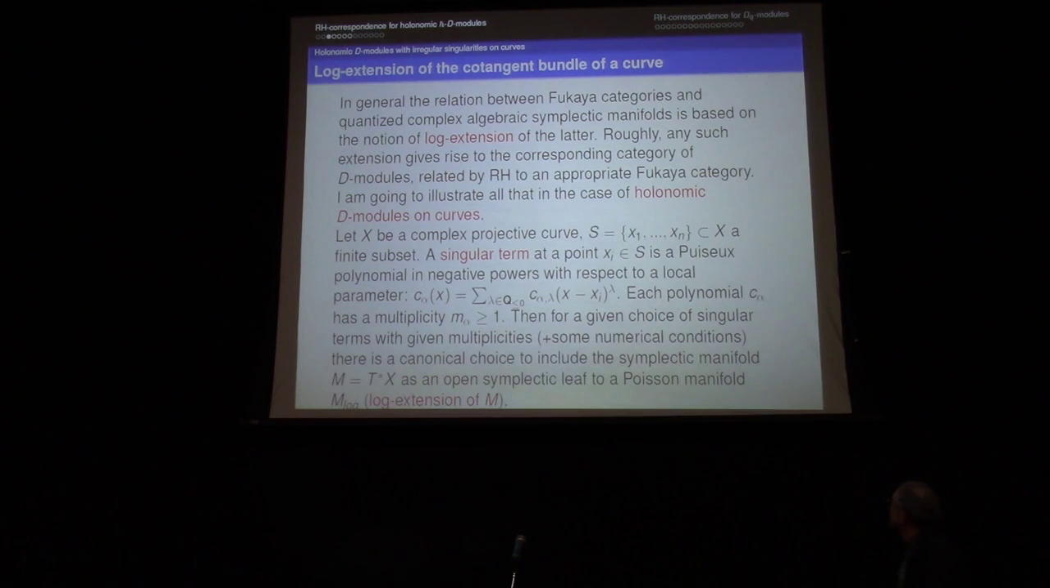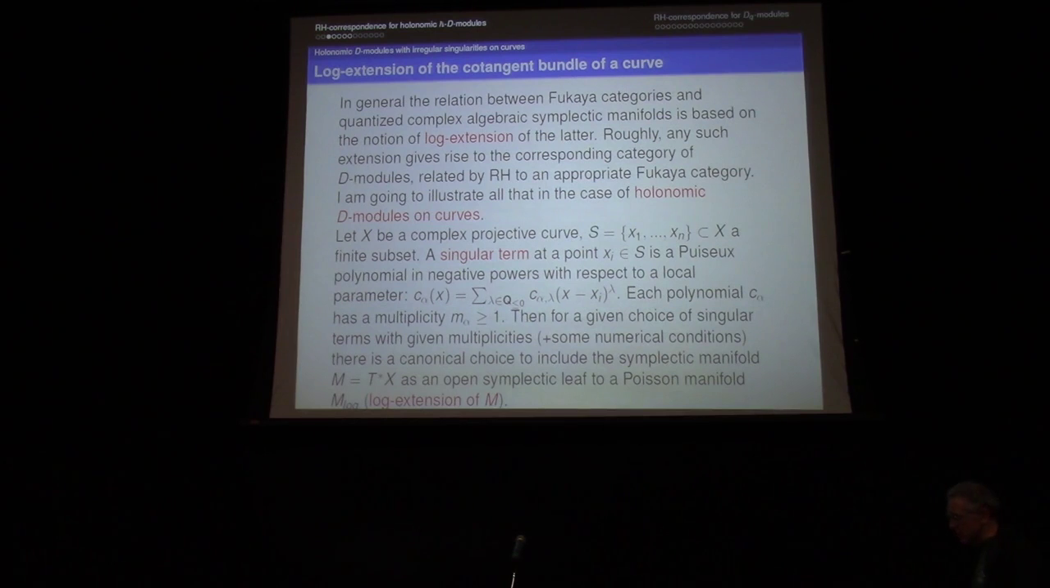Now, I will be mostly talking about the one-dimensional case. There is a more general theory, but the one-dimensional case is better understood, and it's most transparent. Now, I will be talking about certain compactifications of the cotangent bundles, or partial compactifications. I forgot to tell at the very beginning that it's part of a joint project with Maxim Kontsevich. And so we call these partial compactifications log extensions.